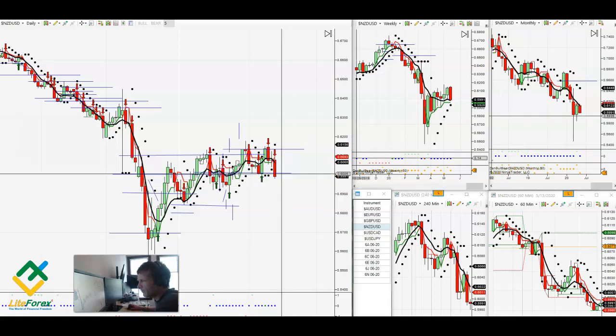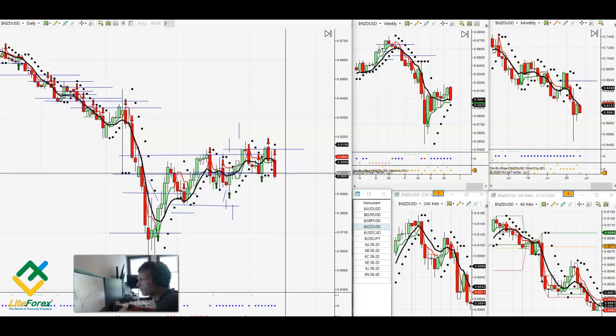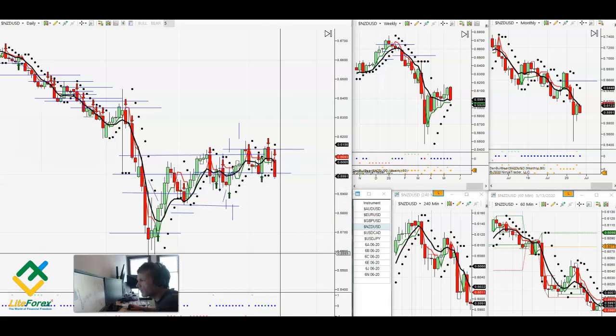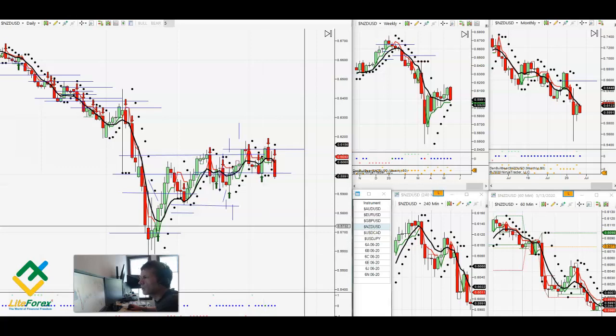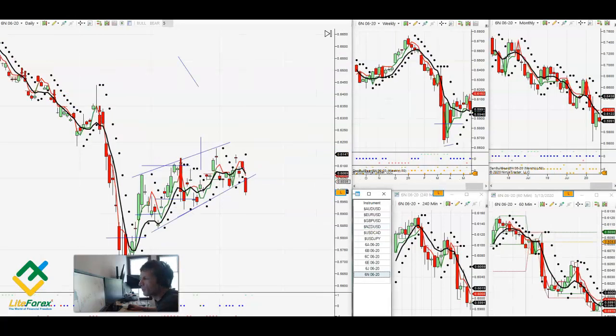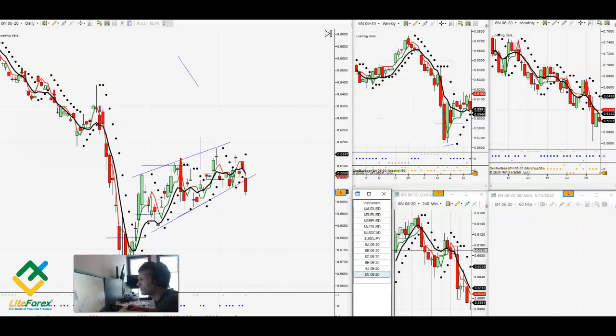Yeah, so now we're below this 0.6000 support level. So I have to be leaning more bearish on the New Zealand USD going forward. Let's take a look at the futures contract. Yeah, so we're really breaking down here on the futures, breaking below this trend line that we had in. Yeah, I'm going to be bearish on the New Zealand USD.